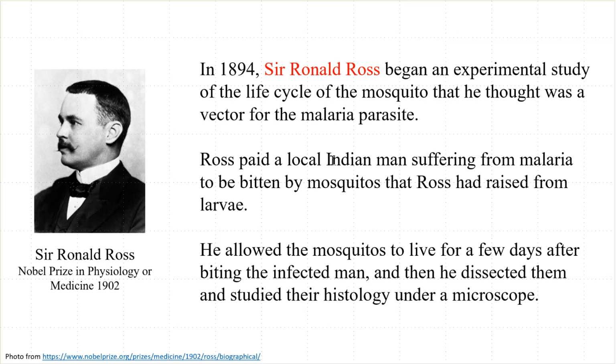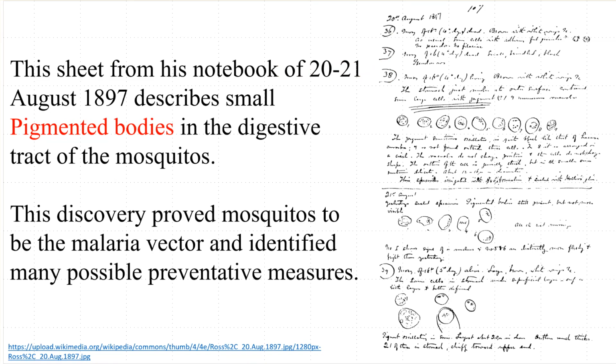He then took the mosquitoes back and let them grow for a few days on the blood meal that they had taken. And then he killed the mosquitoes and dissected them and looked at their guts to see if he could see the parasite. And in fact, he did see signs of the parasite.